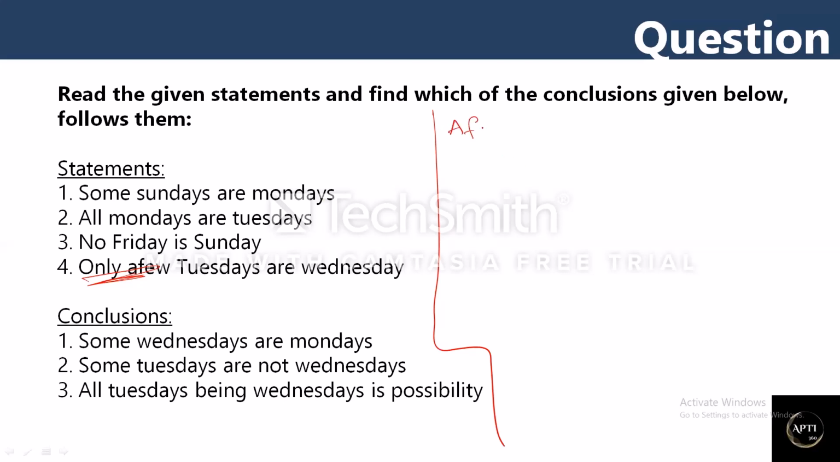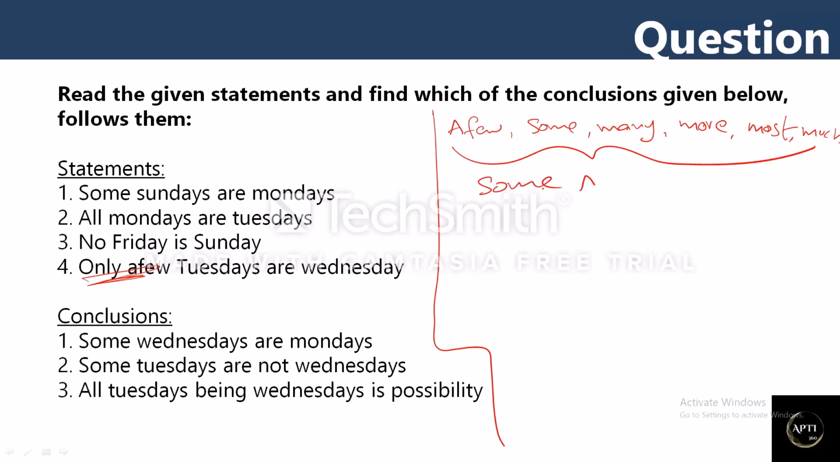A few, some, many, more, most, much. If you observe any of these words in the given statements, no doubt at all, we need to consider it as some A's or B's. A few means some, many means some, more is also some, most is also some, much is also some. I will give you more clarity by taking one example. As of now, you just remember this: for these terminologies, we need to consider it as some.